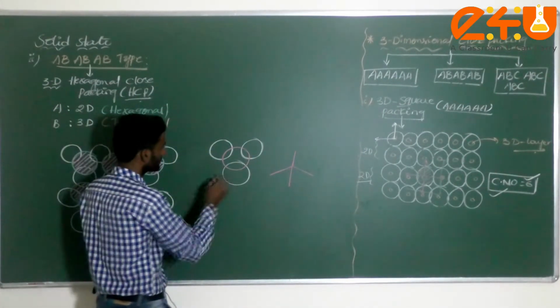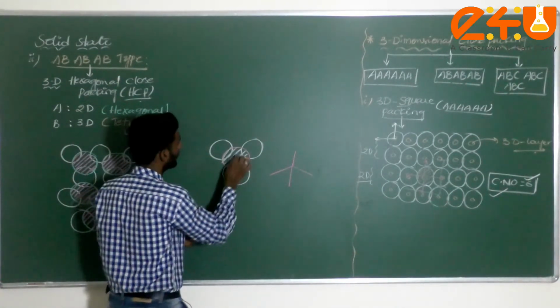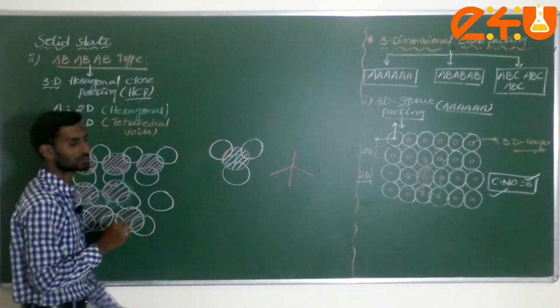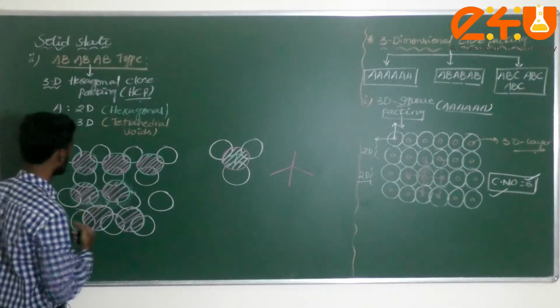Am I correct or not? If you consider it like this, such a type of void is called a tetrahedral void. Such a type of void is called, dear students, a tetrahedral void. Am I correct or not?